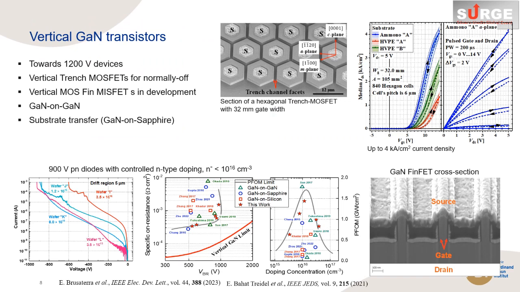Since 2016, the research program of the Wide Bandgap Power Electronics group at FBH focuses on vertical GaN-based switching transistors. We developed two types of gate module topologies, trench MOSFET and fin MOSFET. In parallel, we developed a thick epitaxial drift region to support devices for 1200 volts rating. These devices could be manufactured on GaN substrate or on sapphire for substrate transfer technology.